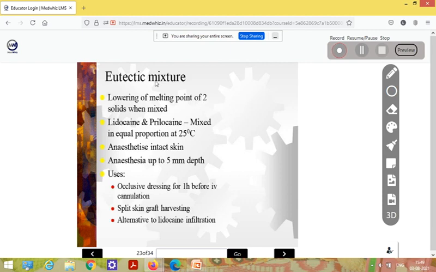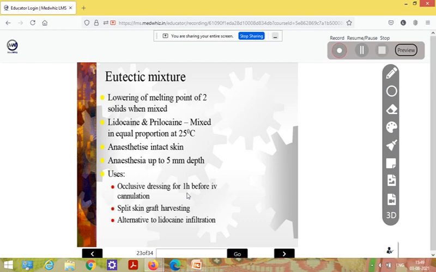Coming back to the point on eutectic mixture, I was telling you it's a combination of lidocaine and prilocaine. When you combine both of these drugs, what happens? You're lowering the melting point of these two solids. You're mixing them in equal proportion at a temperature of 25 degrees, and by that you're going to reduce the melting point of these two solids. The resulting emulsion that is formed could be used as an occlusive dressing.